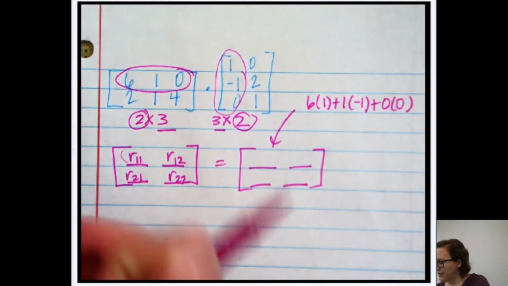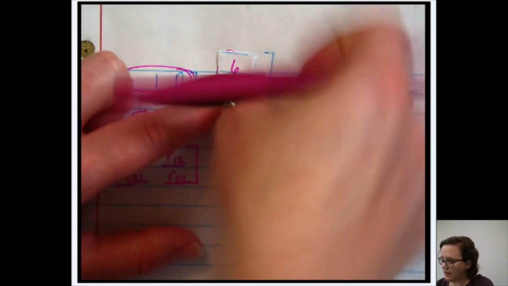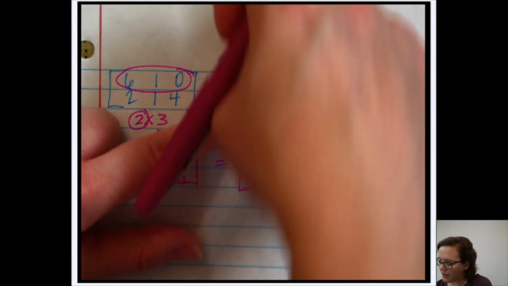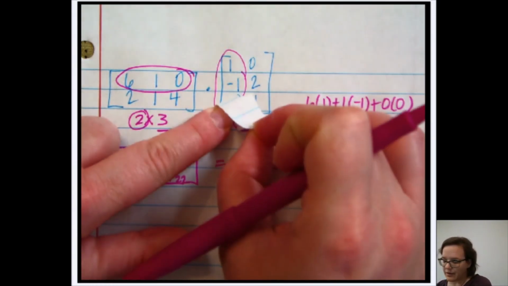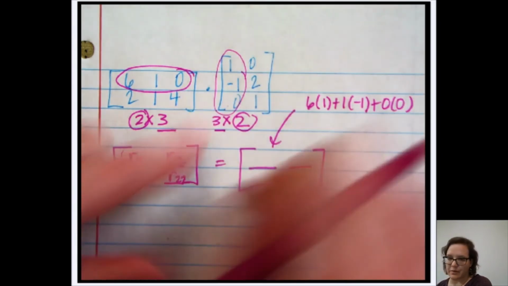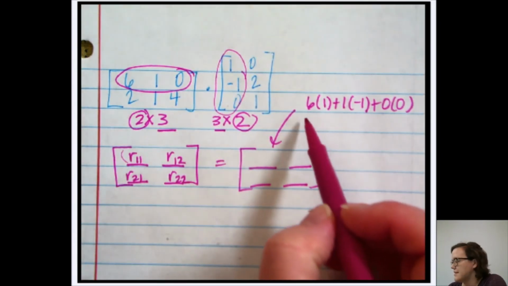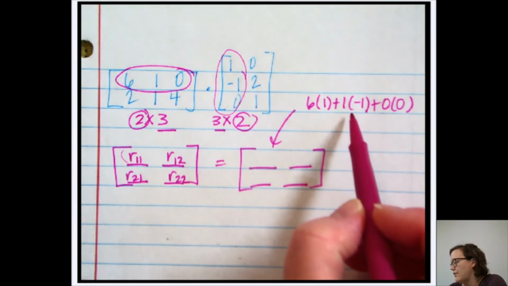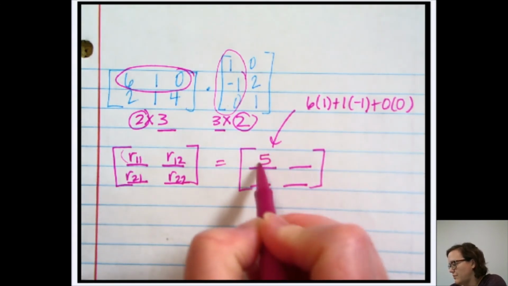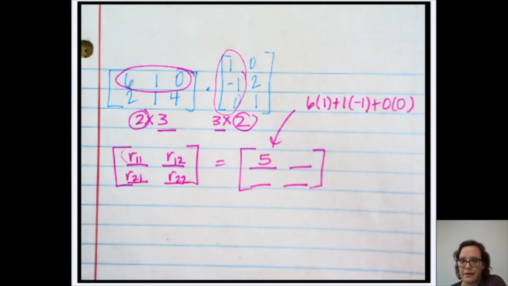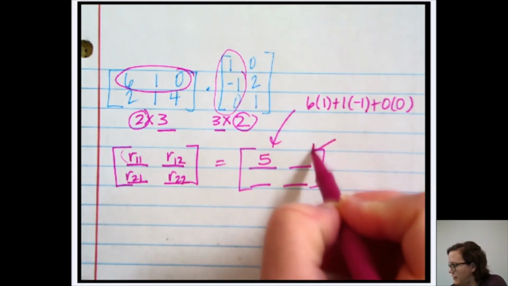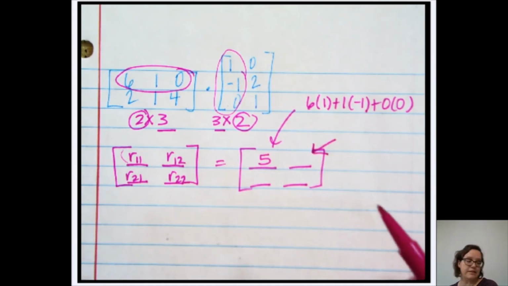Here it is visually again. You have the 6, 1, 0, and it spins on top, and so the 6 and 1 line up, the 1 and negative 1 line up, and then the 0 and 0 line up. So we get 6, and a negative 1 is 5 plus a 0. So if you haven't, stop it and try this next one.